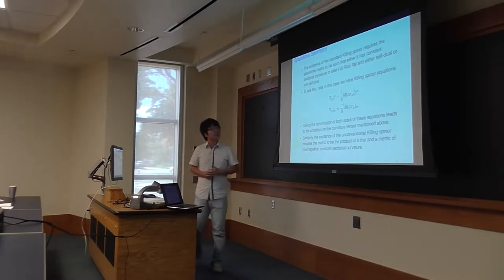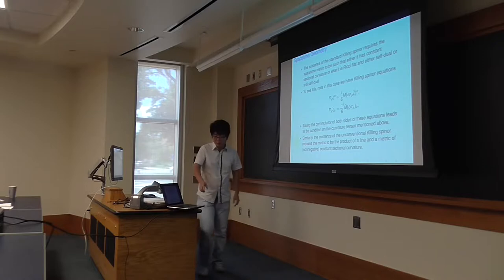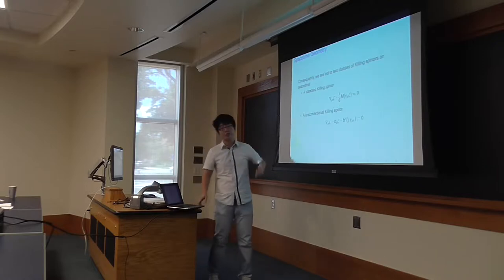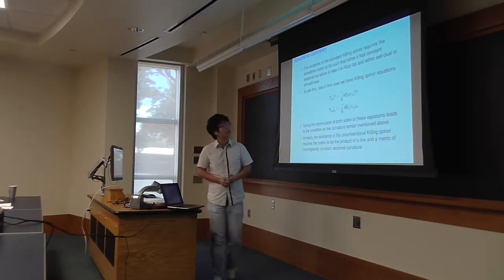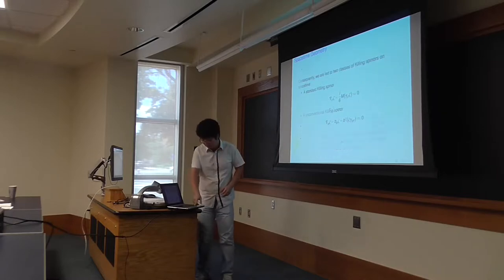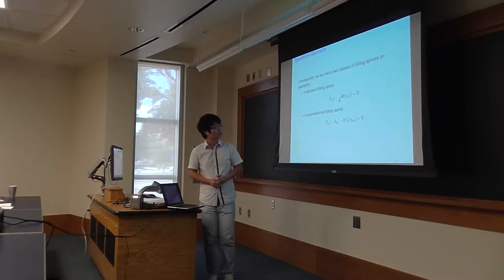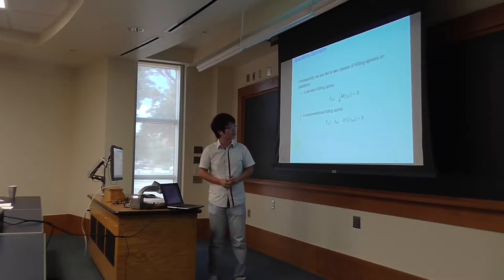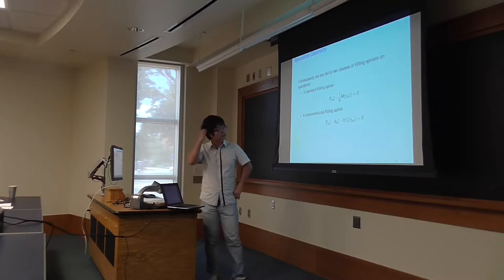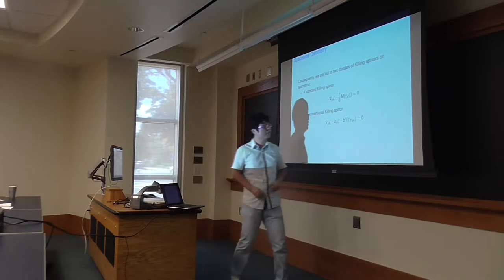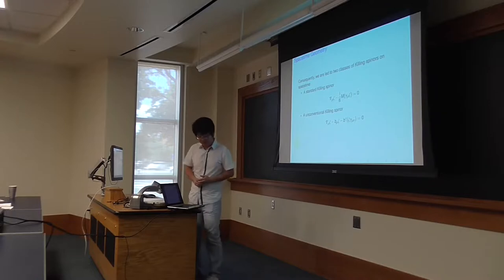So first of all, the first equation is a traditional Killing spinor equation. Is that a typo in the second one? Yeah, zeta sitting to the left of the gamma. Is that what you intend? Oh, maybe. You're actually right. Yeah, zeta should be here. Thank you.